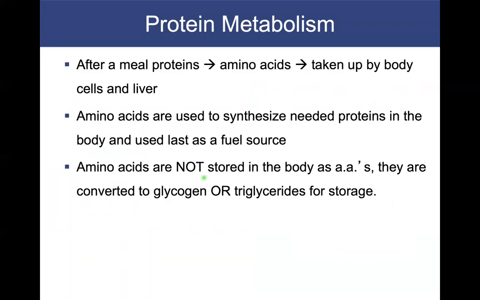Let's look at protein. So after a meal, proteins are broken down into amino acids. They're pulled into the cells in the liver. Your amino acids are used to synthesize whatever you need in the cell. And so they're going to be used last as a fuel source. They're not stored in the body as amino acids. They're converted to glycogen or triglycerides for storage.